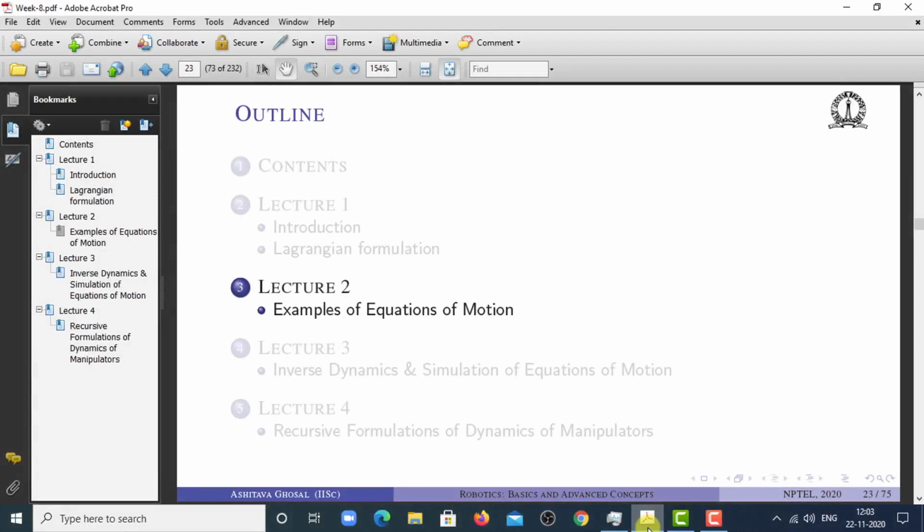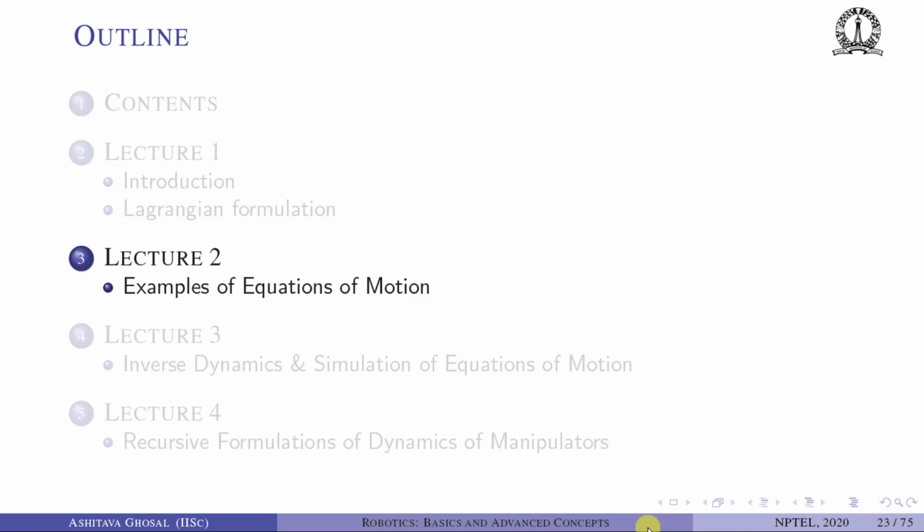In the last lecture, I looked at the Lagrangian formulation and showed you that to derive the equations of motion using it, we need to calculate the kinetic energy and the potential energy, and then, using a set of partial derivatives and time derivatives, we can derive the equations of motion. So in this lecture, we will discuss several examples of equations of motion obtained using the Lagrangian formulation.